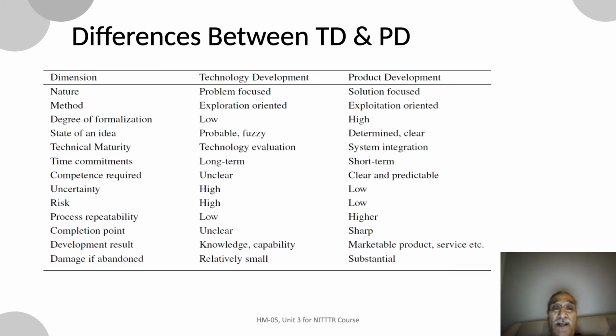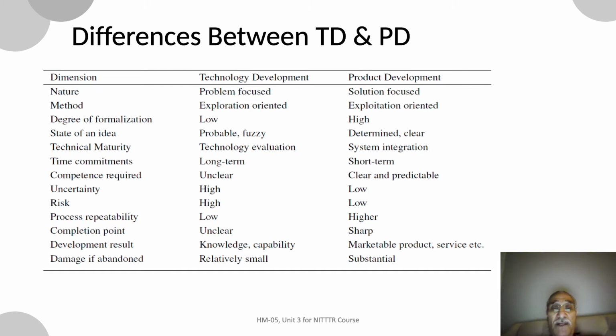Technical maturity requires technology evaluation gates for technology development, while in the case of product development, it requires system integration, because you have different components, sub-assemblies or systems coming from other manufacturers or locally from other streams inside the company, and then they are integrated. And so they should function as a proper unit when integrated.